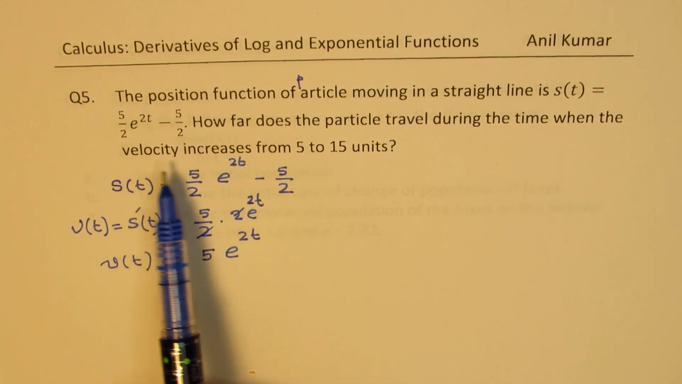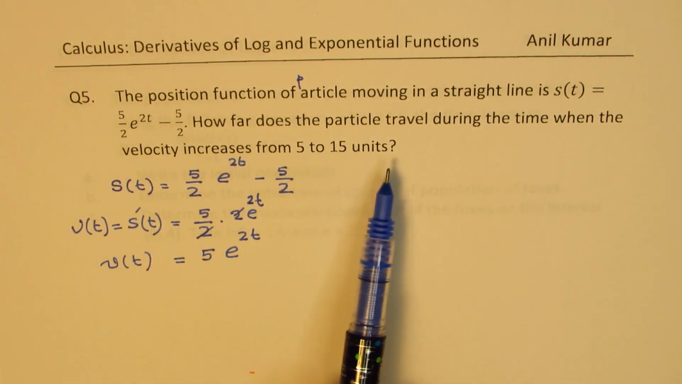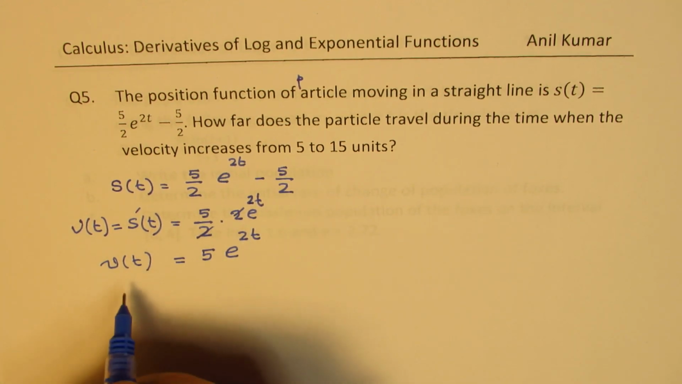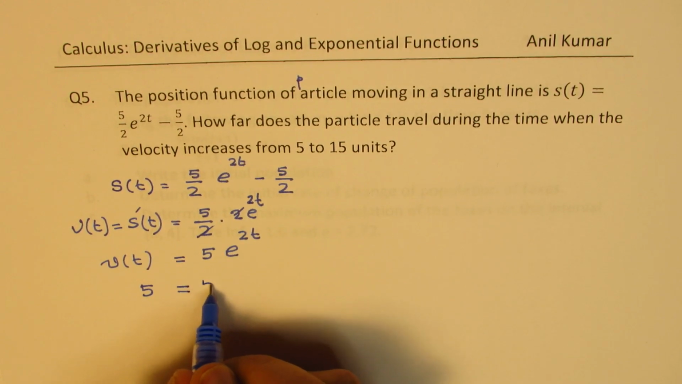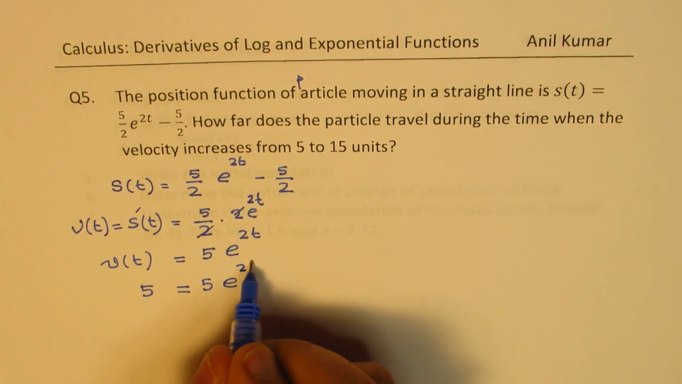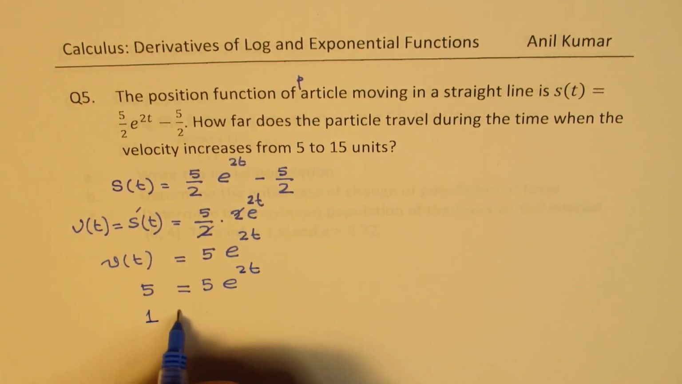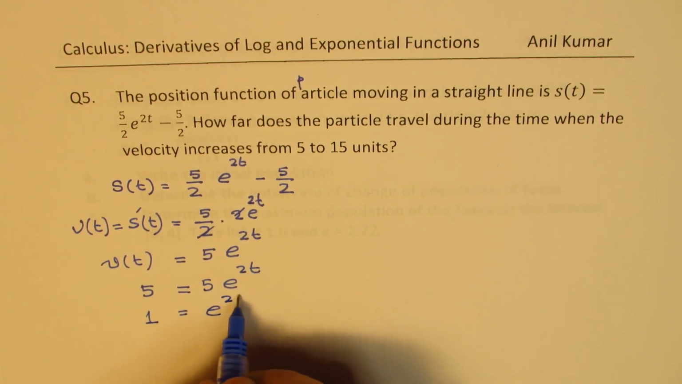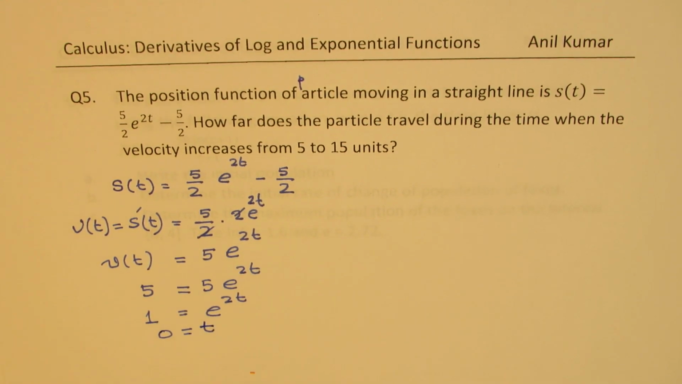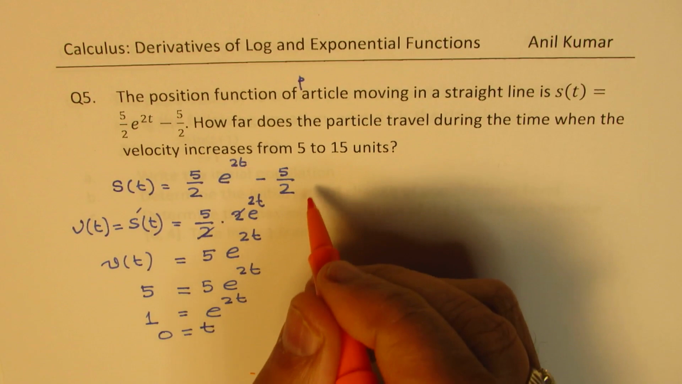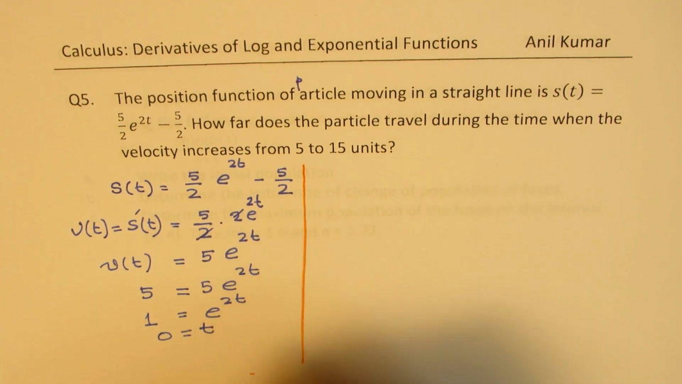We're given when velocity increases from 5 to 15 units. So if the velocity is 5, then what is the time? Let's figure this out. So we have 5 e to the power of 2t equals 5; dividing, we get 1 equals e to the power of 2t, and clearly that means t should be equal to 0. So we get the time t equal to 0 when the velocity was 5 units. Perfect. So that is one thing.